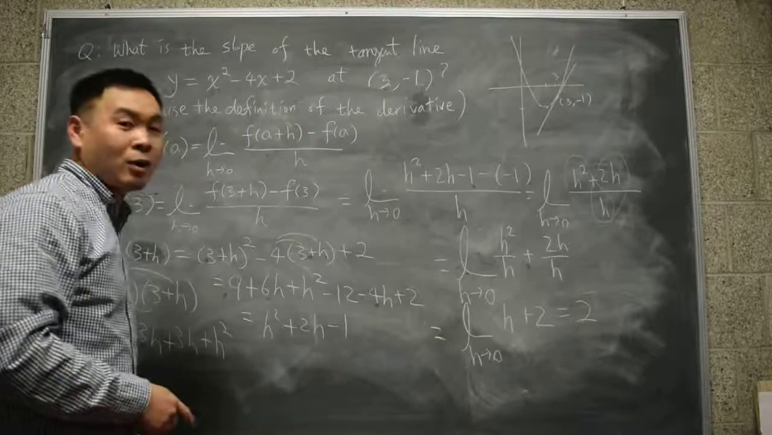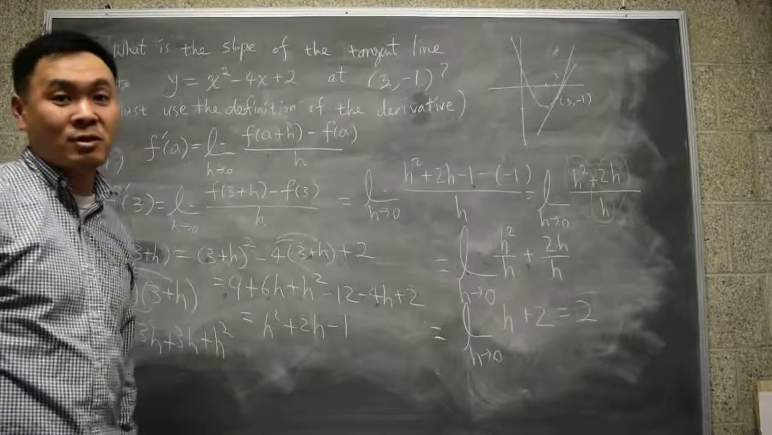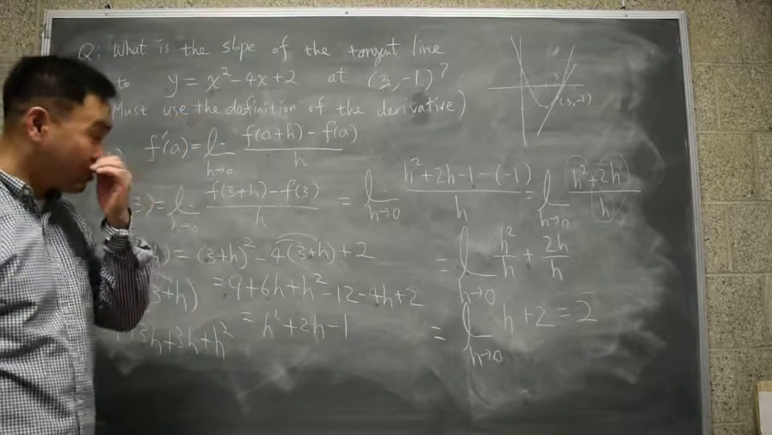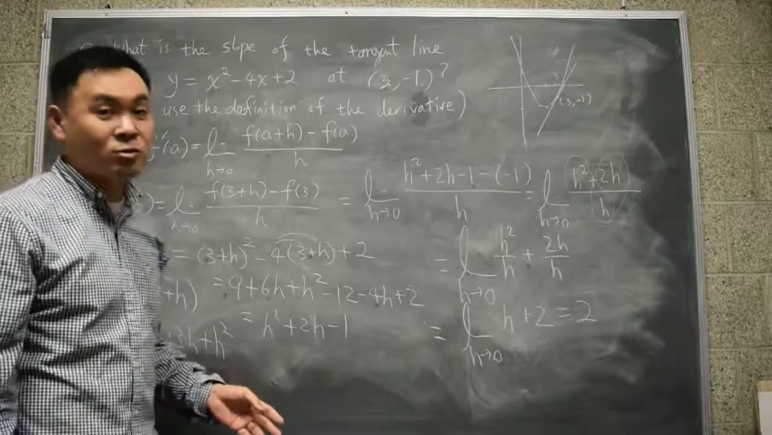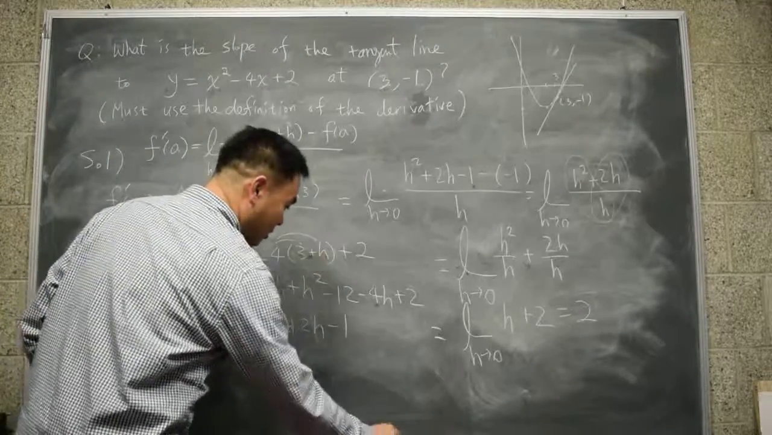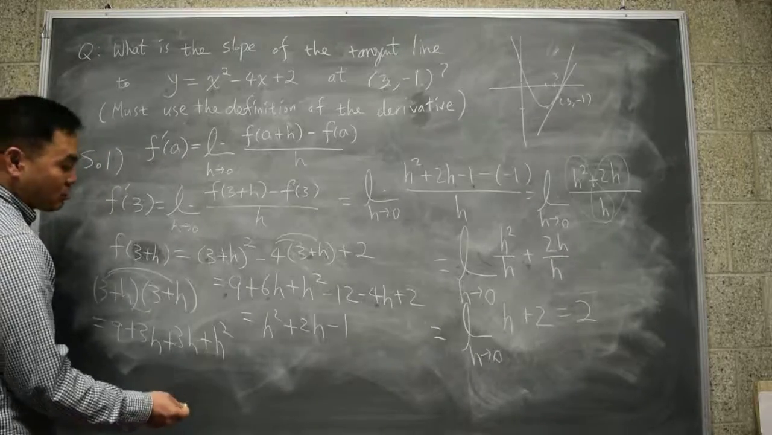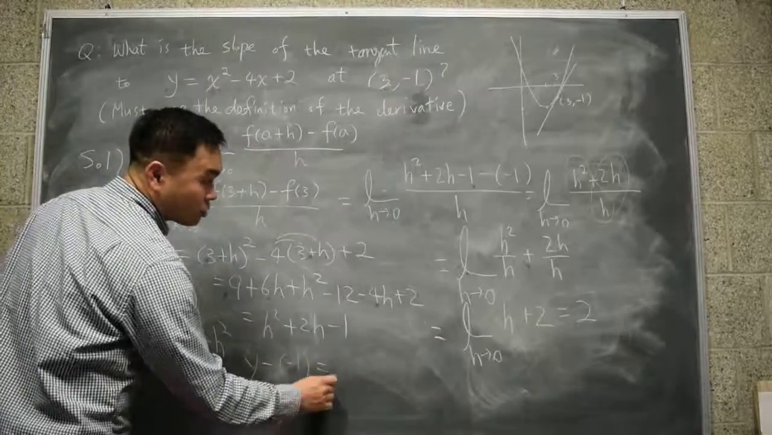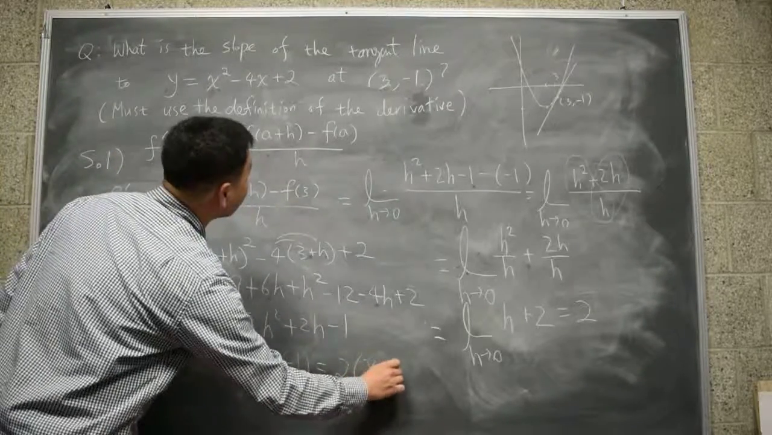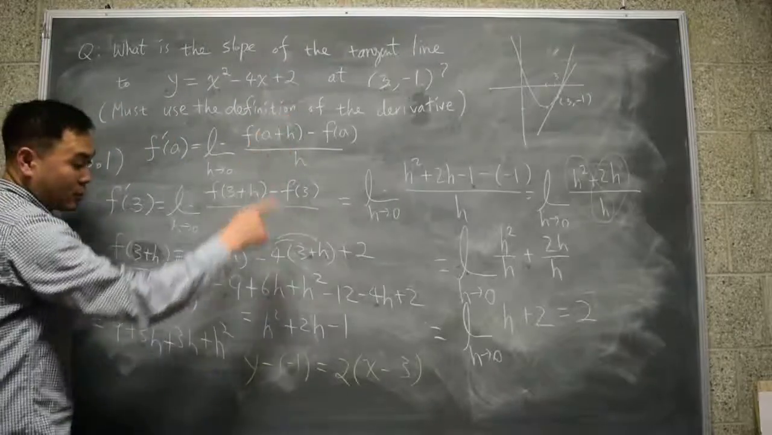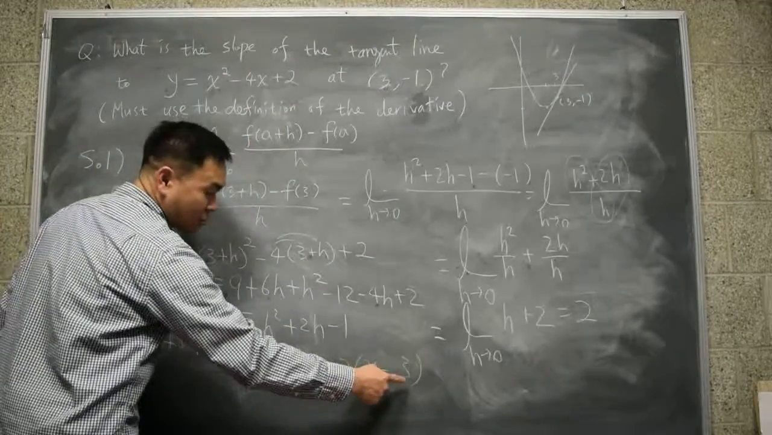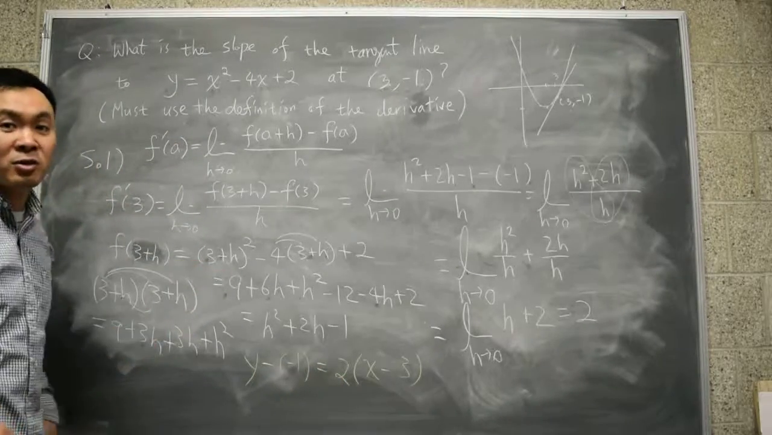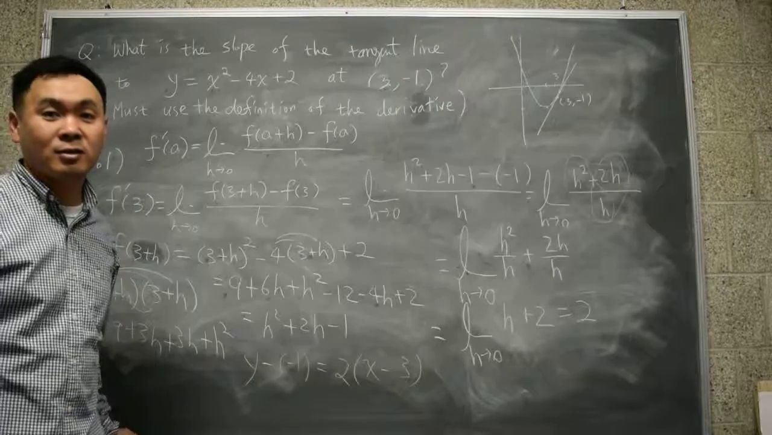Okay, so that's how you use the definition of the derivative to find the slope of the tangent line. If the question was to find the equation of the tangent line, then what would you do? You would just use the point-slope form, and the equation of the tangent line will be y minus negative 1 equals 2 times x minus 3, because the line passes through the point (3, negative 1) and the slope is 2. So that could be another possible question that you can get.